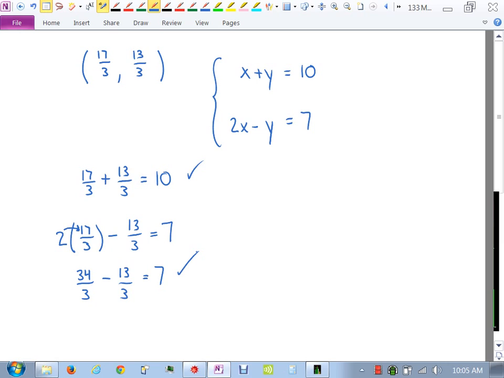So you can see that there's no way anyone in here was going to look at those two equations in the very beginning and be like, oh yeah, 17/3 and 13/3. Yeah, it's obvious. It's not, right? It's something you have to work to get. But this allows us to do it. Make sense?